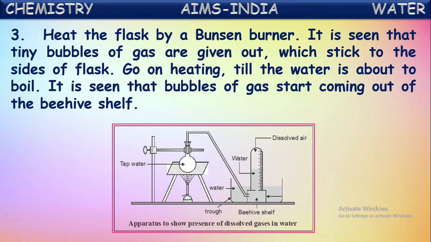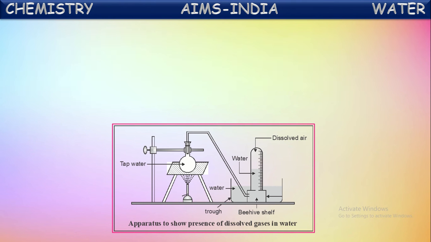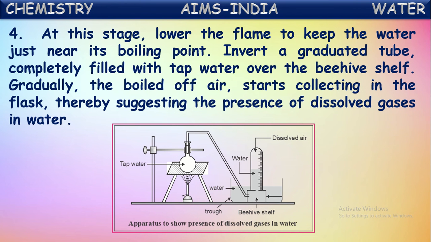If you continuously heat like that, observing the bubbles also, this gas will come out through this delivery tube and enter into the beehive shell. We can see the bubbles coming out of this beehive shell here. Okay. Then at this stage, lower the flame to keep the water just near its boiling point. So if you observe bubbles coming out of this beehive shell, then we have to slow down the heat.